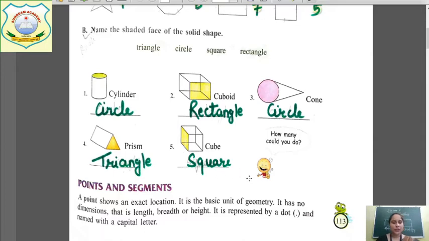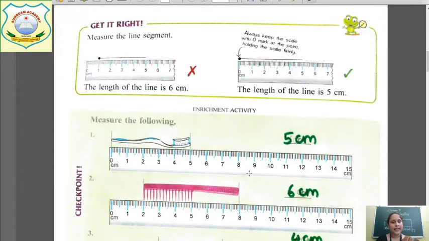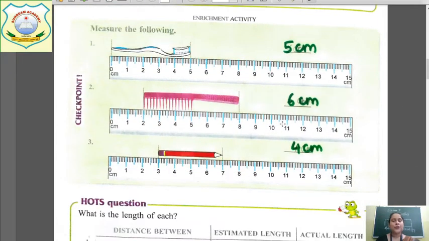Okay. So this completes your exercise on page 113. Now come to the next page. Page number 114. All of you get ready with pencil and scale in your hand, because now here we have to measure and we will make use of scale in this exercise.